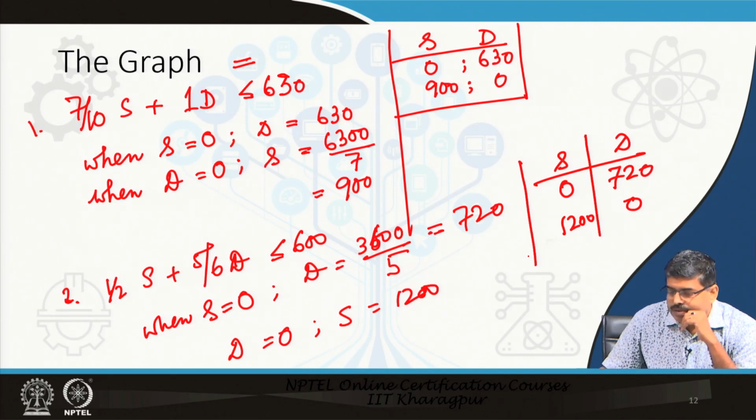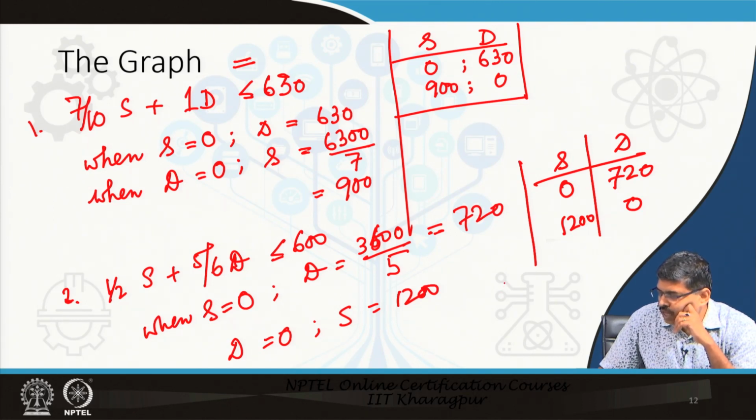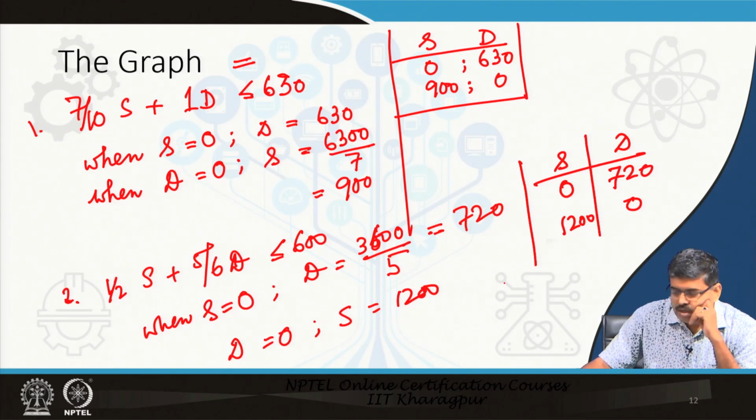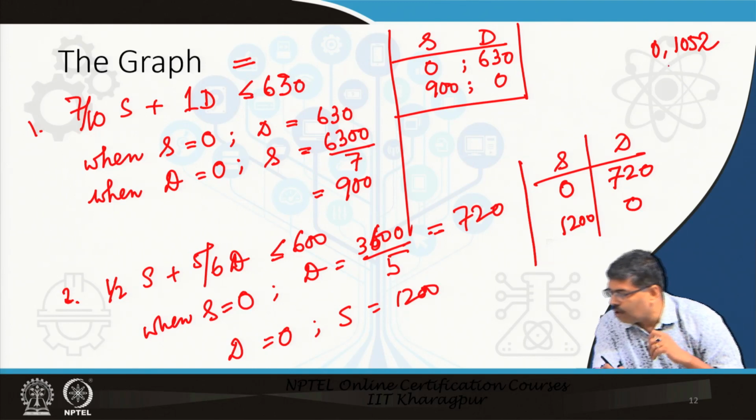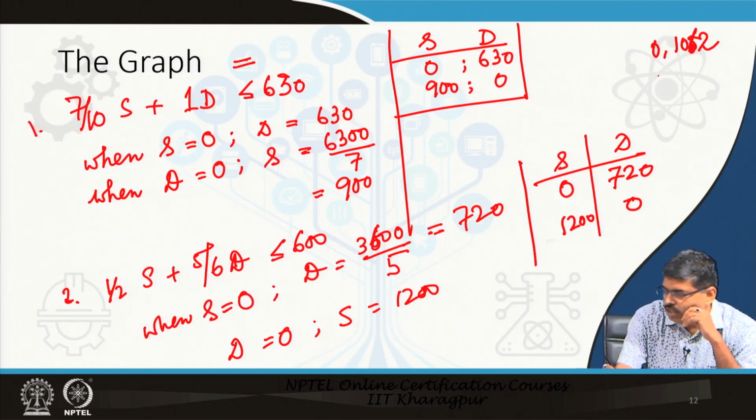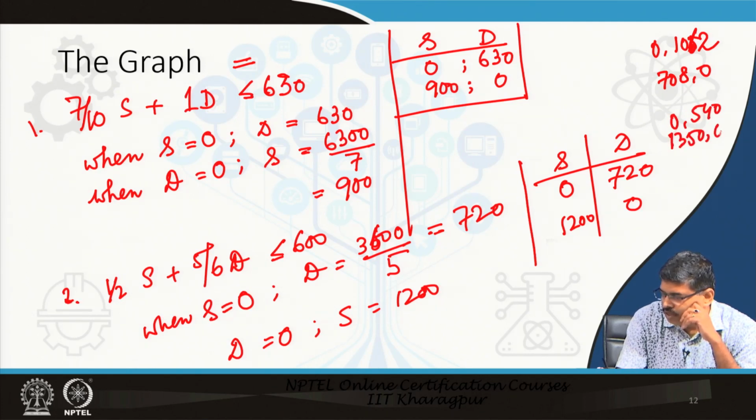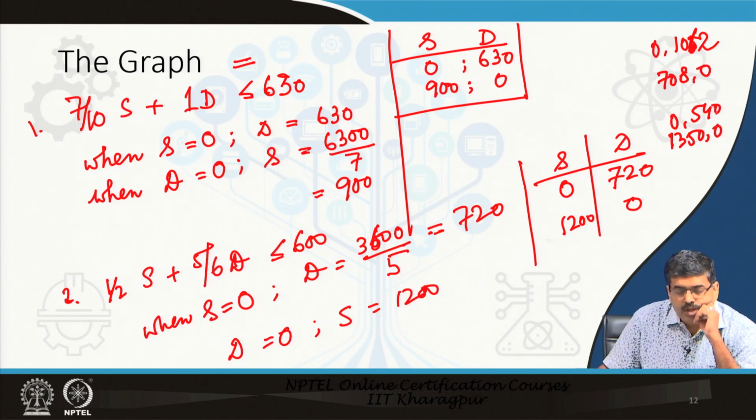Okay. Clear? So, for equation 3 we will get 0 and 1062, and 708 and 0, and for equation number 4 we will get 0 and 540, and 1350 and 0. Okay. Clear?